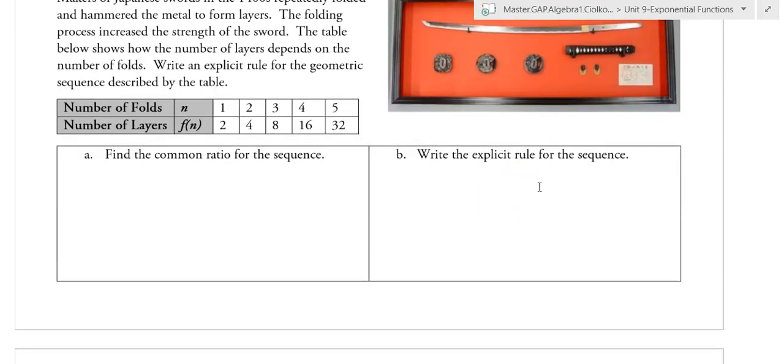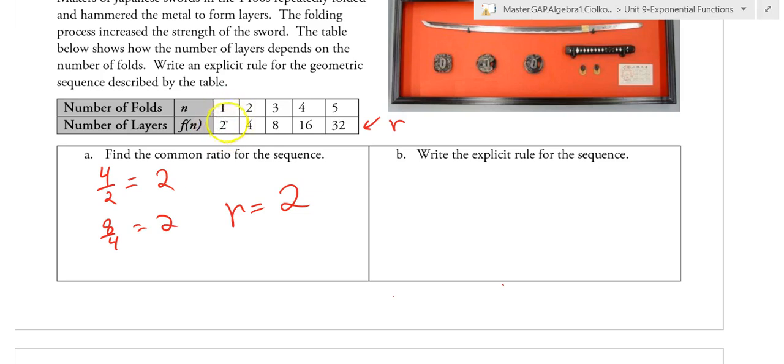Alright, so step 1, find that common ratio. So here we're looking at our number of layers, and we're going to divide each time. So only looking at this one to get our ratio. So 4 divided by 2, 8 divided by 4. We check, that's 2, this is also 2, so this is geometric. And our ratio is just 2.